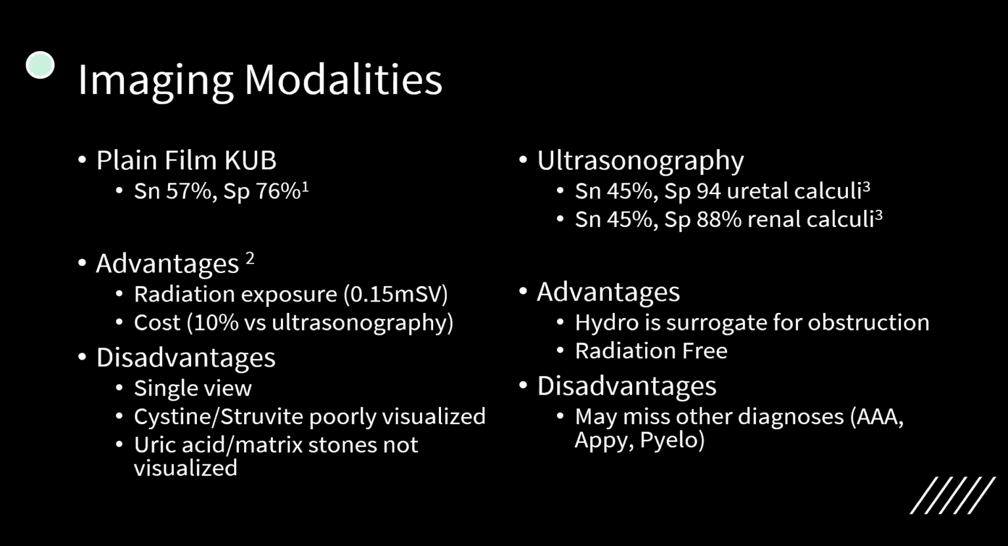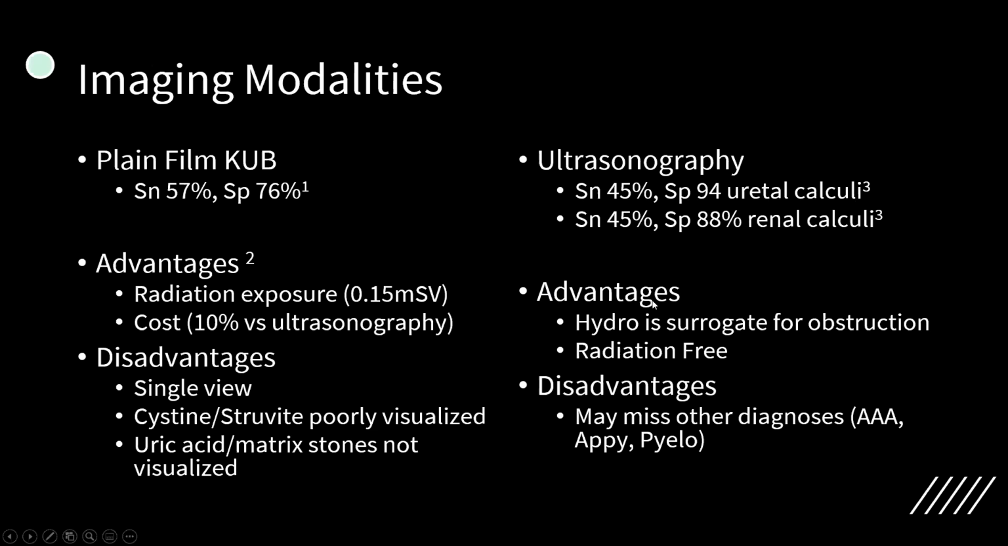But the disadvantage is that it's a single view. You may see a stone, you may not, particularly the cystine and struvite stones are poorly visualized, and then the uric acid and matrix stones are not visualized at all. So you're going to be missing stones on these patients. And then we look at ultrasonography. This is radiology performed ultrasound with a sensitivity of 45 and specificity getting higher, around 94 for ureteral calculi, and 45 and 88 for renal calculi.